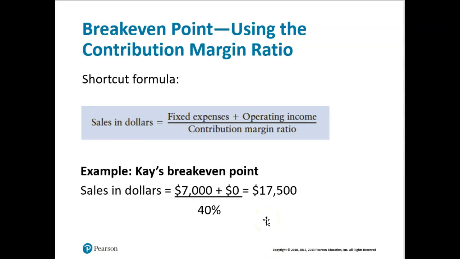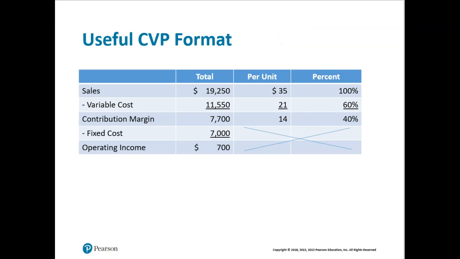Now here's another way, is by using the contribution margin ratio. Now remember when I did this right here, this is your contribution margin ratio. So it's the contribution margin divided by sales, okay? Our contribution margin ratio here is 40%.